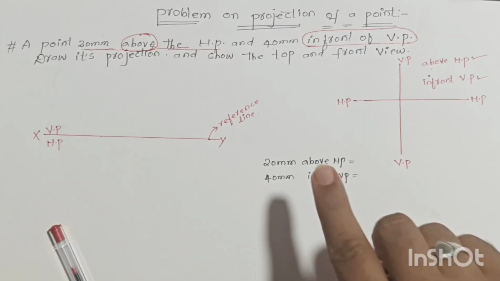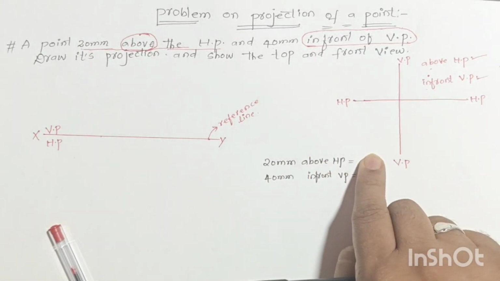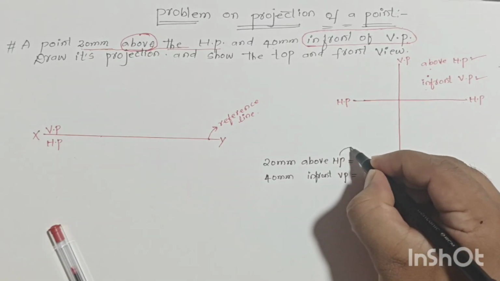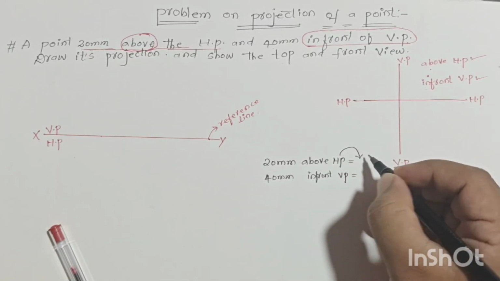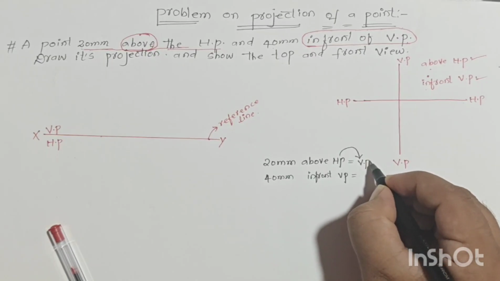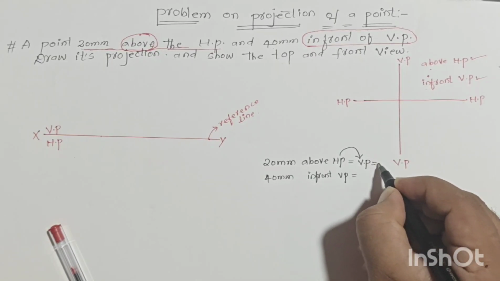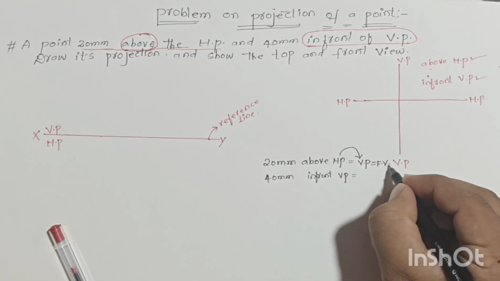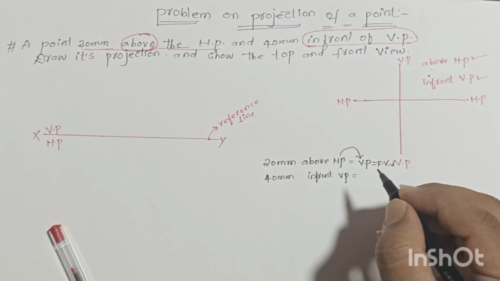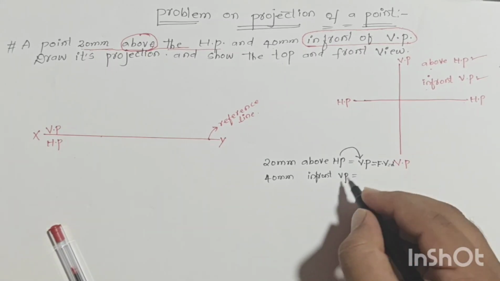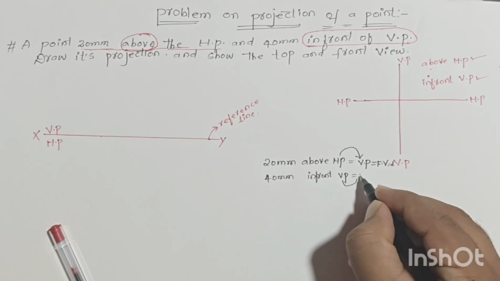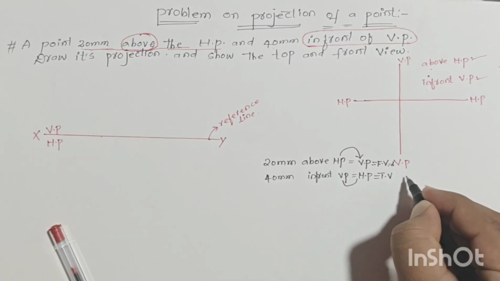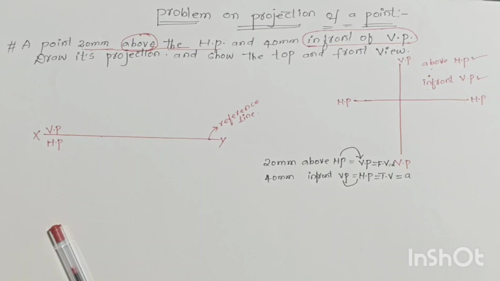Always remember, you need to take the opposite sign. 20 mm above the HP means you need to draw the projection on where? On the vertical plane. This vertical plane we can say is the front view. It is represented as the point A dash. And 40 mm in front of VP means resting on HP. HP is called the top view. The top view is represented as the point A.